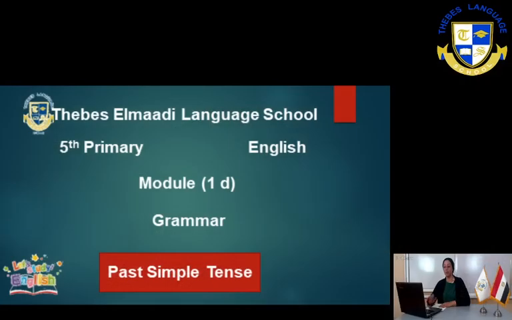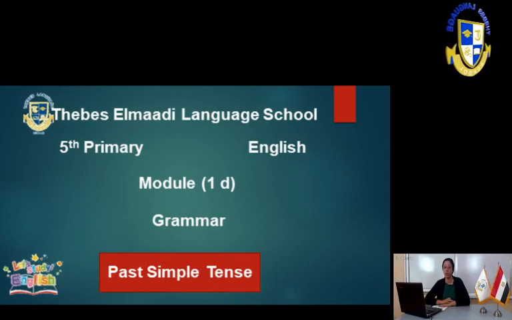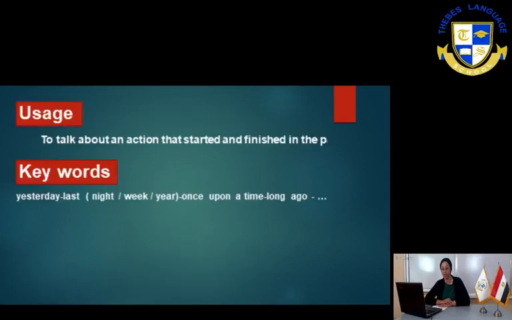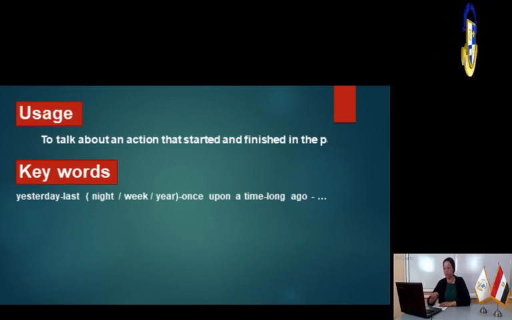Today we are going to talk about the past simple tense for 5th primary, module 1D. Now, what is the past simple tense and why do we use it? We use the past simple tense to talk about actions that started and finished in the past.